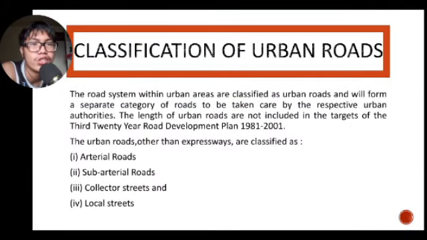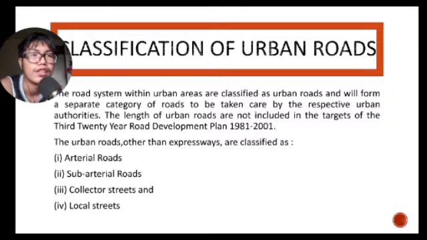Classification of urban roads. The road system within urban areas are classified as urban roads and will form a separate category of roads to be taken care of by the respective urban authorities. The length of urban roads are not classified in the targets of the third 20-year road development plan. The urban roads other than expressways are classified as arterial road, sub-arterial road, collector streets, and local streets. Next.